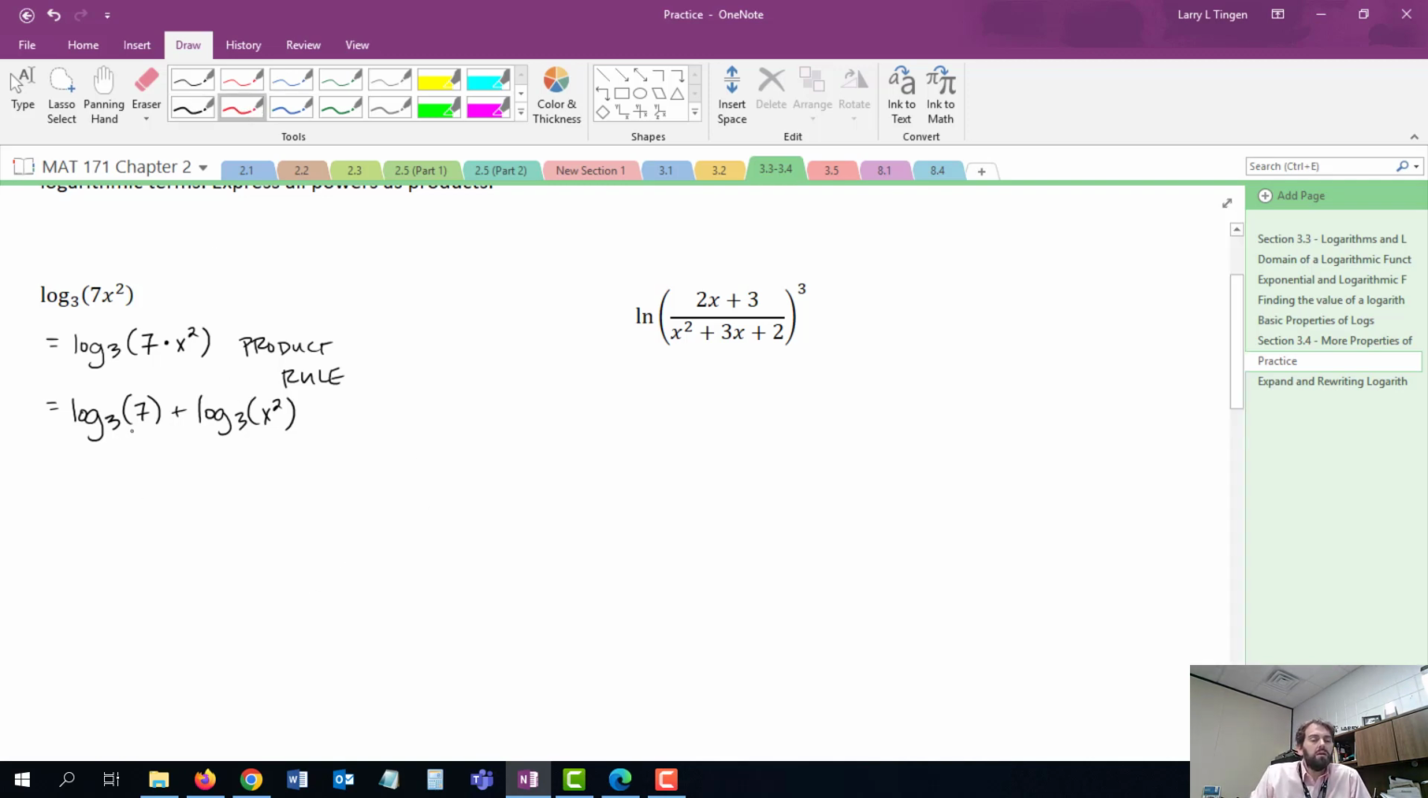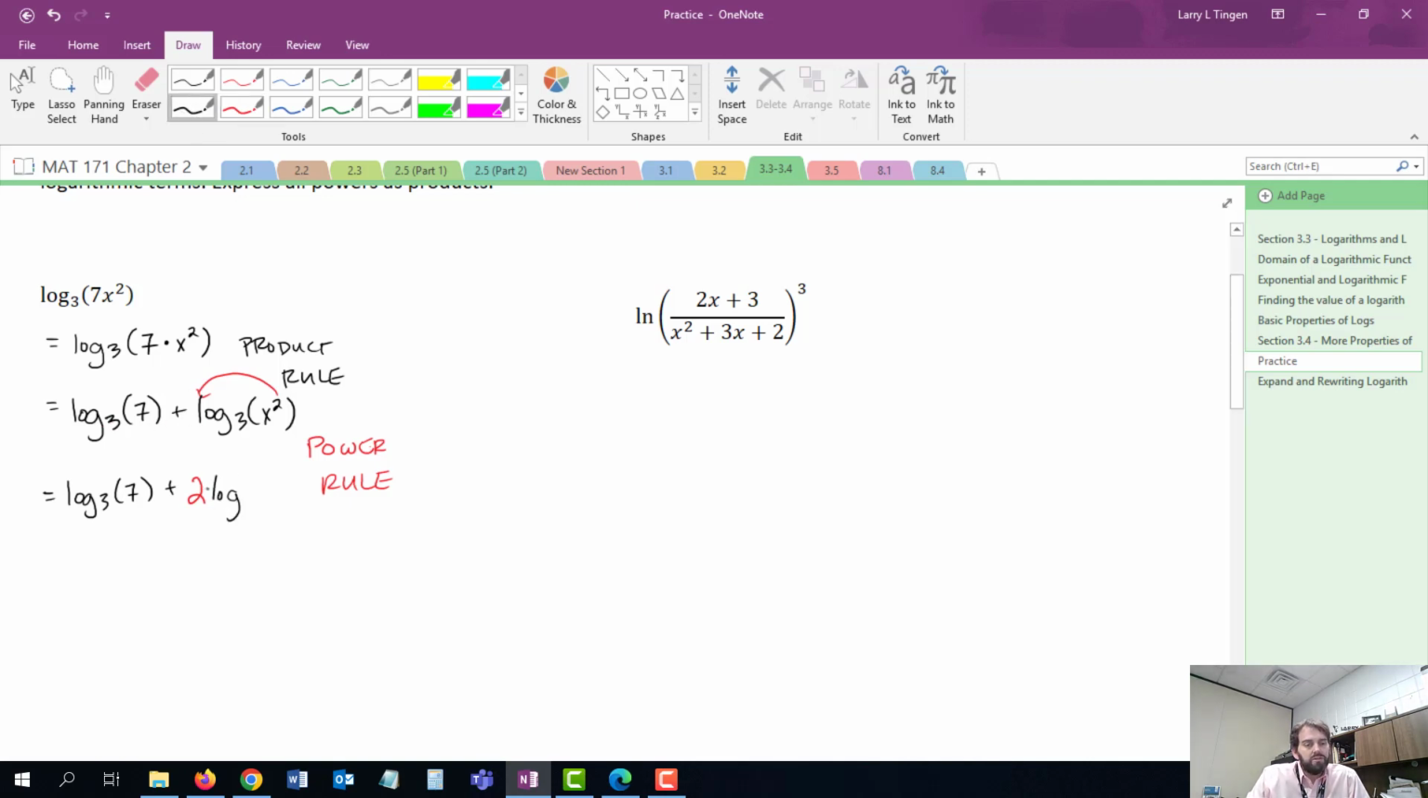Next, log base 3 of 7. 7 is not a perfect square, right? So I can't make this into, like, 4 squared and then bring the power out. But that x squared has a power. So by the power rule, I can, first term is done. And again, just a quick reminder, terms are separated by pluses and minuses, factors are multiplied. So I say the first term, log base 3 of 7, is a term.